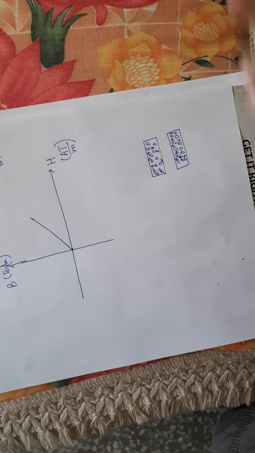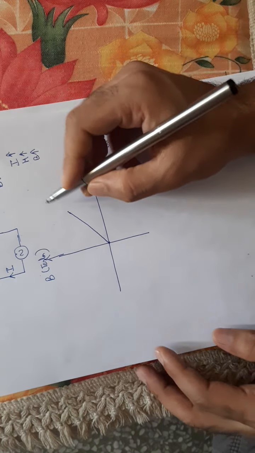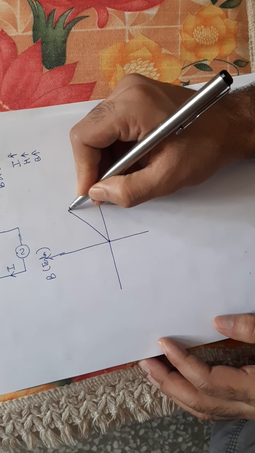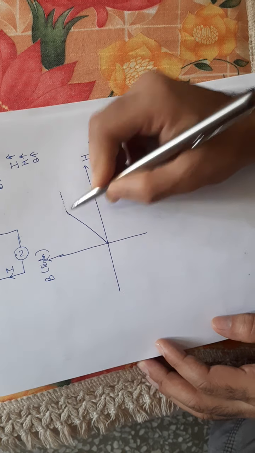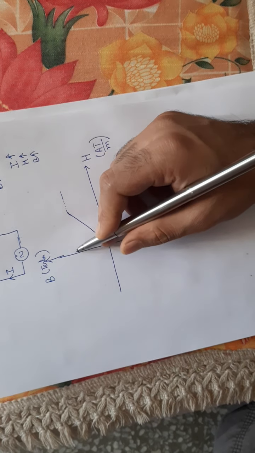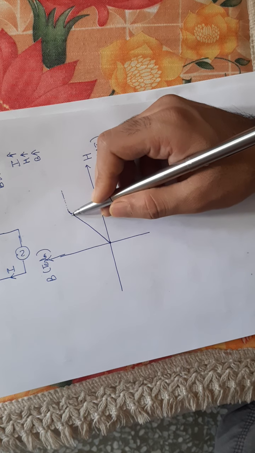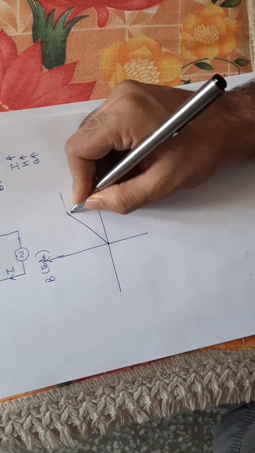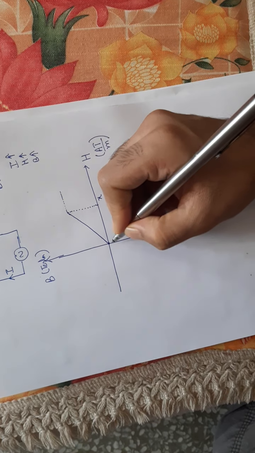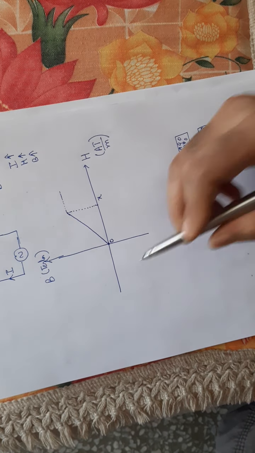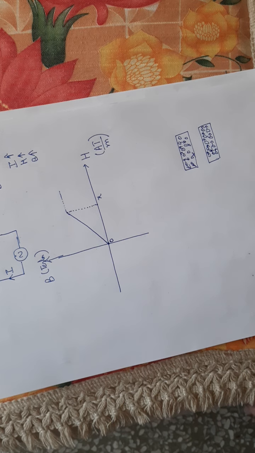All the domains are now oriented. So this point is called the saturation point. If I increase H beyond this point, the magnetic field density B will not increase. So I will mark this point as X. This point is O, where current was 0 and H was 0 initially.